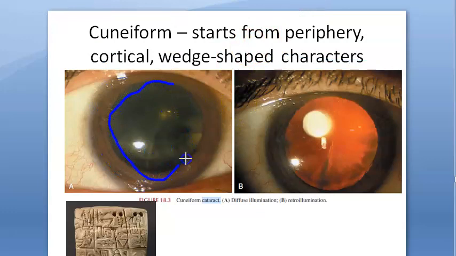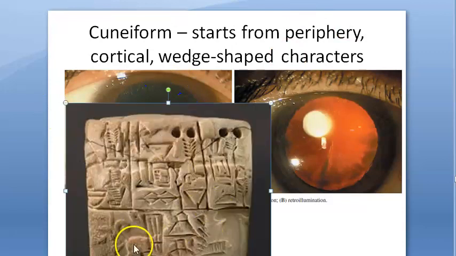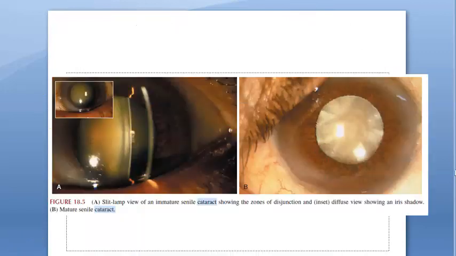So peripherally, what will be there? Wedge-shaped character. That will be called cuneiform cataract. So here you have the cuneiform characters. This is showing immature senile cataract. This is showing mature senile cataract. Let us see what the differences are now.